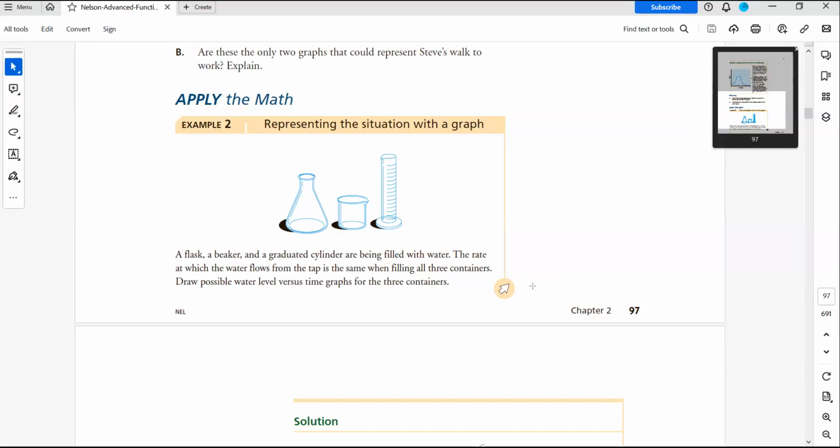I'm gonna use blue color. So this is time versus water level. Let's say we're gonna represent water level as height. This is gonna be our height. How high is the water in the container? And this axis will be the axis of time. So draw possible water level versus time graph for the three containers. I'm gonna use blue for the flask, green for the beaker, and red for the graduated cylinder. So let's start with the flask.